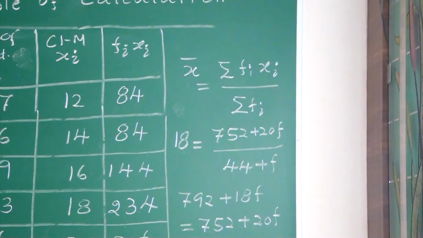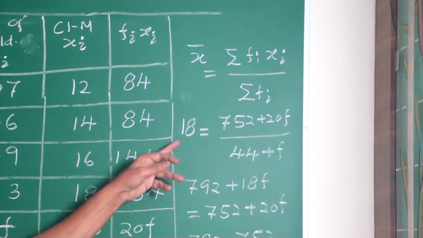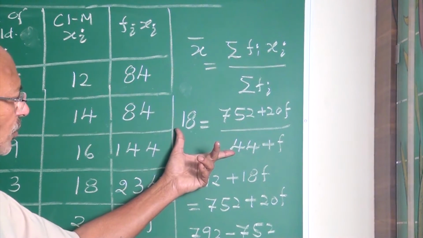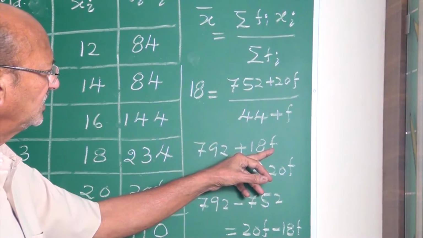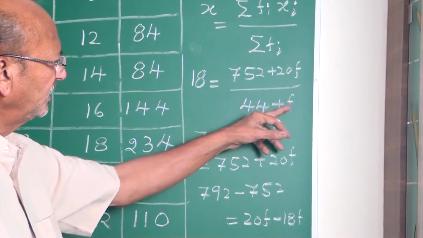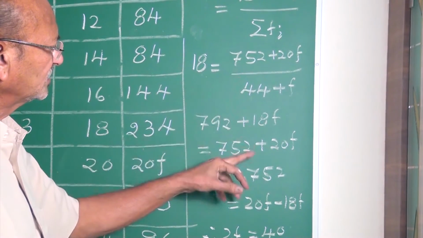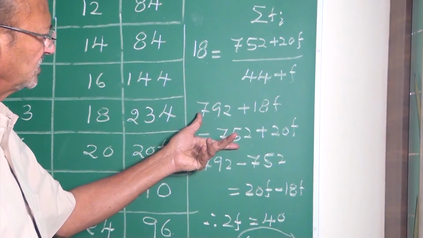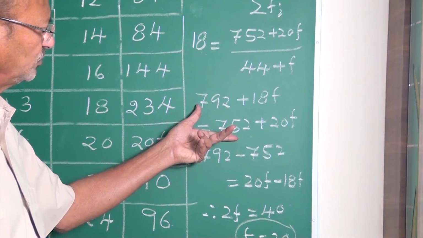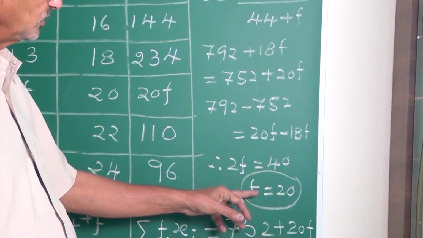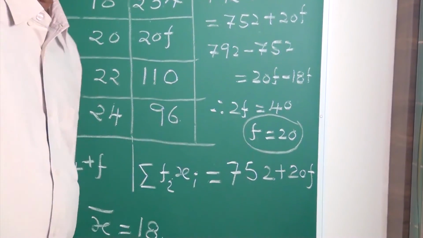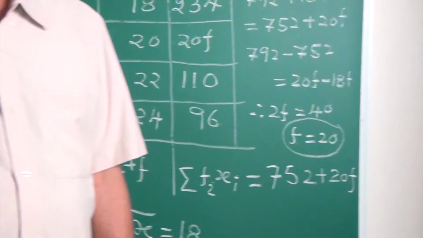Formula. Given the mean is 18. Substitute. Cross multiplication: 18 into 44 plus 18f. 18f equal to RHS. 792 minus 752 is 40. 20 minus 18 is 2f. 2f is 40 means f is 20. That will be the missing frequency, my friends.